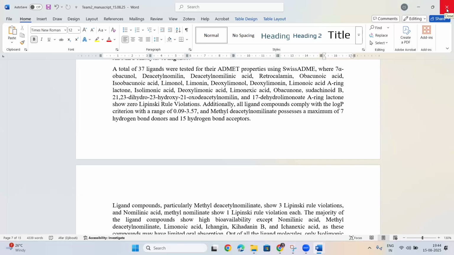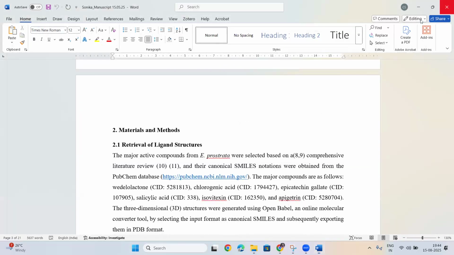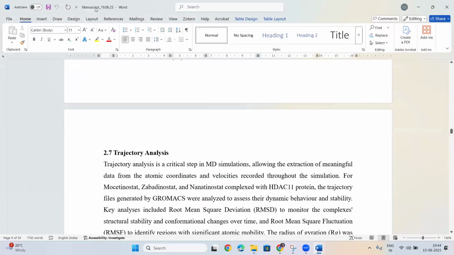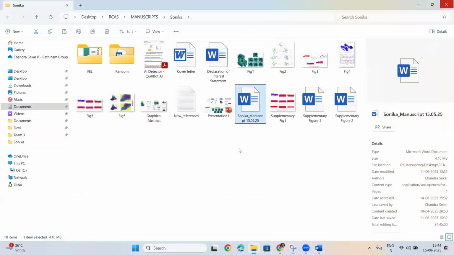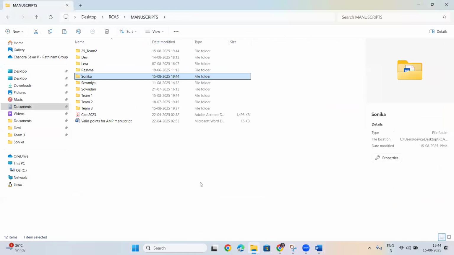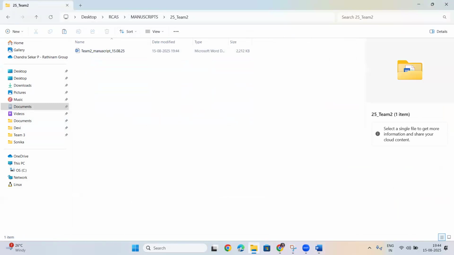So in such a case, wherever you can see, I'll put the name and date of the manuscript, so that we'll have an idea whose manuscript it is and when they edited it last. If you are resubmitting on the same day, what I will do is put version 1, version 2. Clear? Yes, sir.